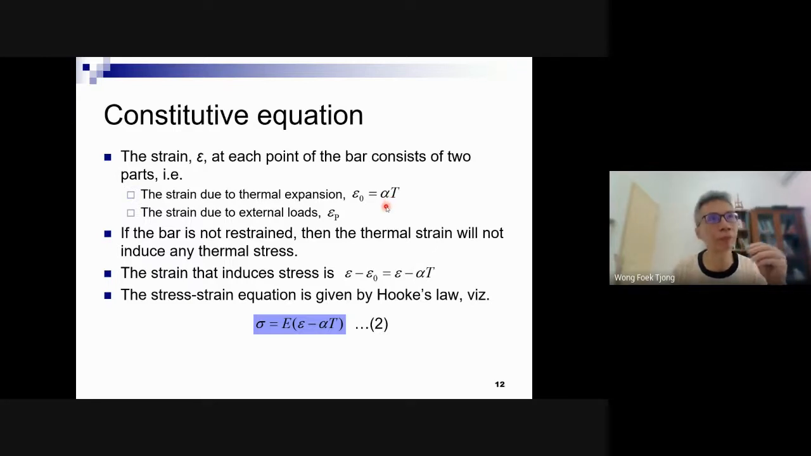And then that's due to temperature. But if there is temperature and there are loads, of course, the strain consists of two parts: the strain due to temperature and the strain due to external loads, epsilon P. Okay. Please notice when the bar is not restrained, it means free to move.